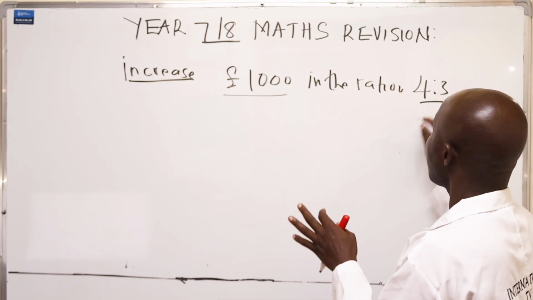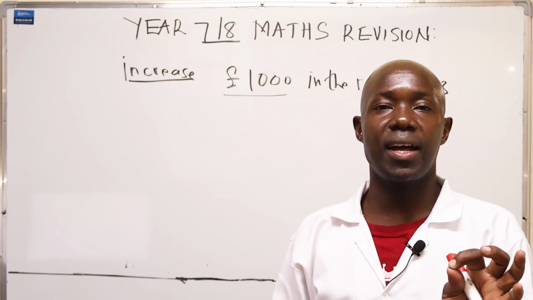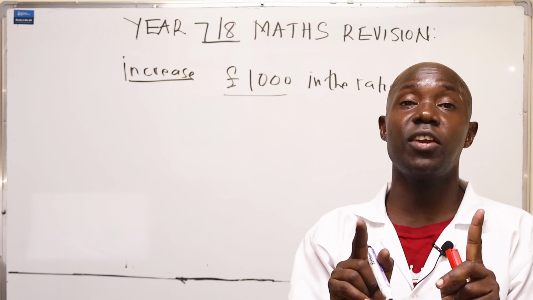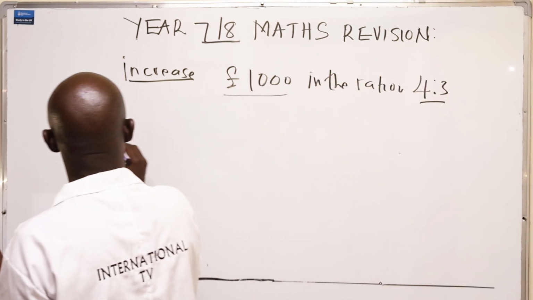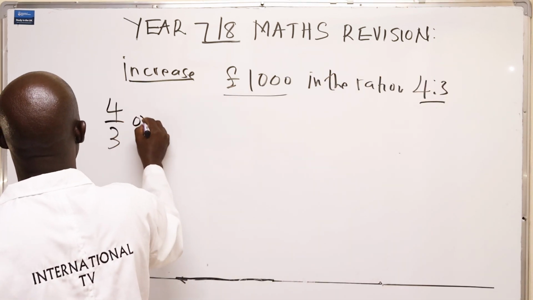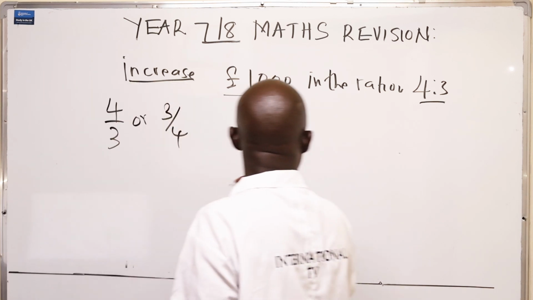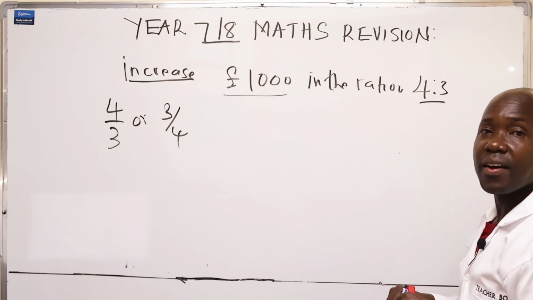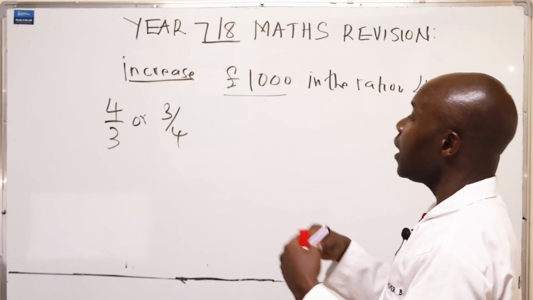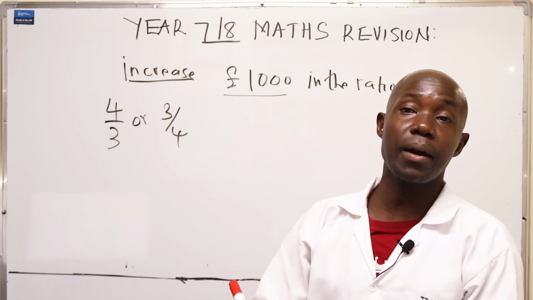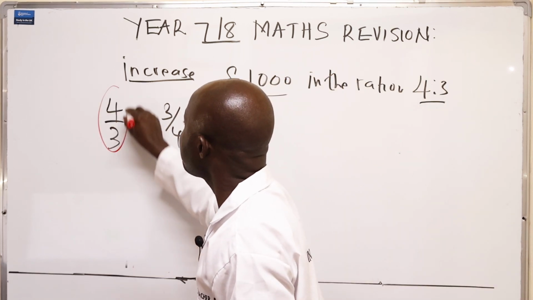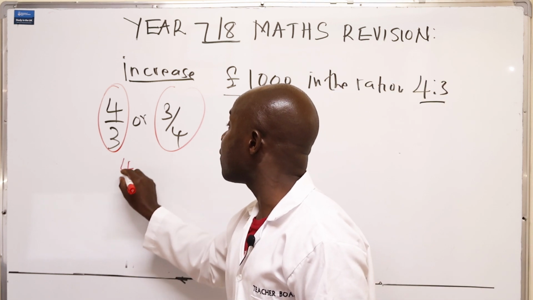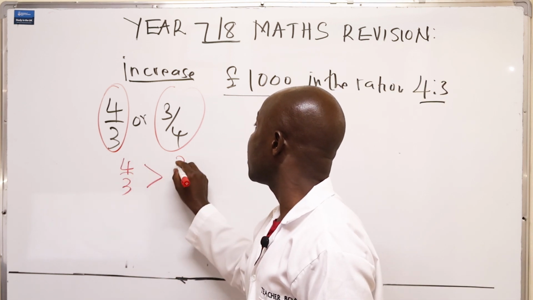So if we come back here, there is only one concept that you need to understand. To increase or decrease a quantity by a ratio can only be written in 2 ways. You can either write 4/3 or 3/4. What do I mean? You take the first part over second part, or the second part over first part. So, in basic mathematics, when you increase it means something bigger. Now, between 4/3 and 3/4, which one is bigger? We know very well that 4/3 is greater than 3/4.